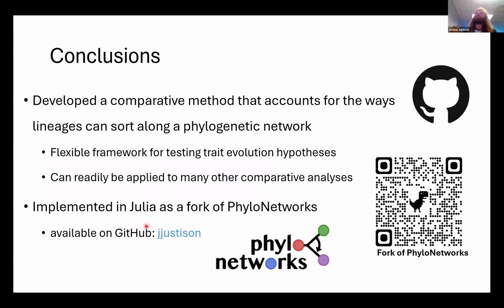And so what we have is a comparative method that can account for the various ways that lineages might sort across the phylogenetic network. And we can test a variety of hypotheses from this, and it can be readily applied to a variety of other comparative analyses. Since we have the covariance matrix, we can apply this to things like phylogenetic signal, phylogenetic regression, or phylogenetic PCA. And I have this implemented currently as a fork of PhyloNetworks. If you want to take a look at that fork, you can scan this QR code. Otherwise, it's available on my GitHub.